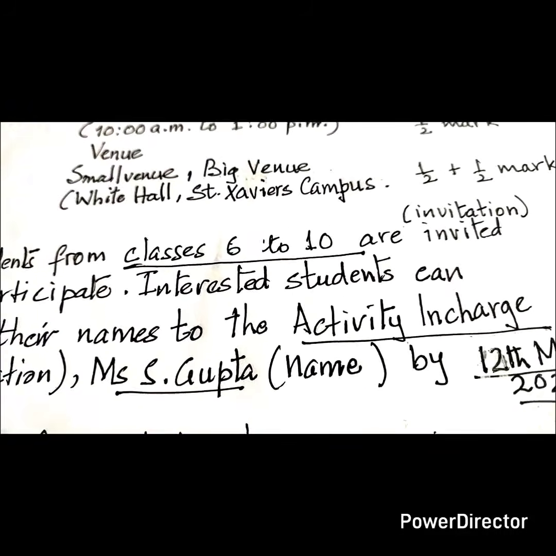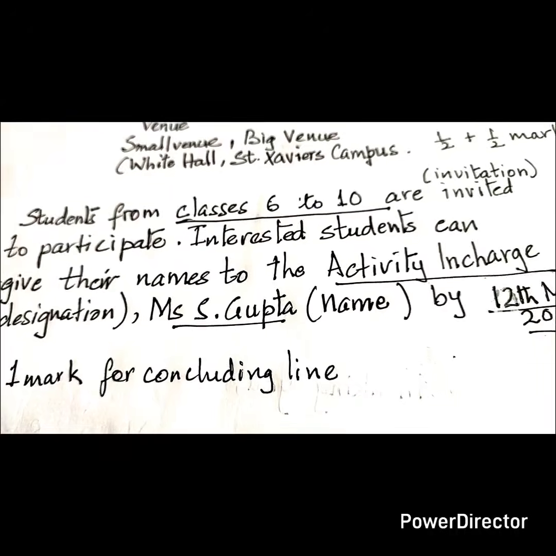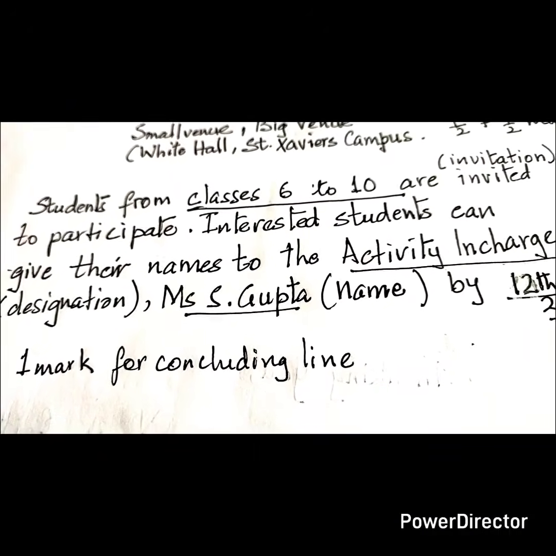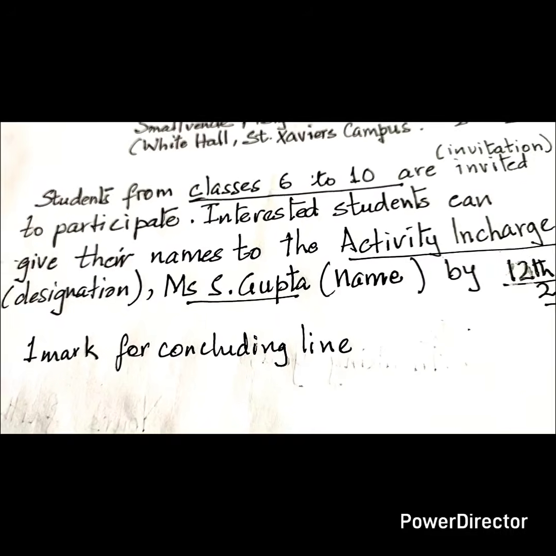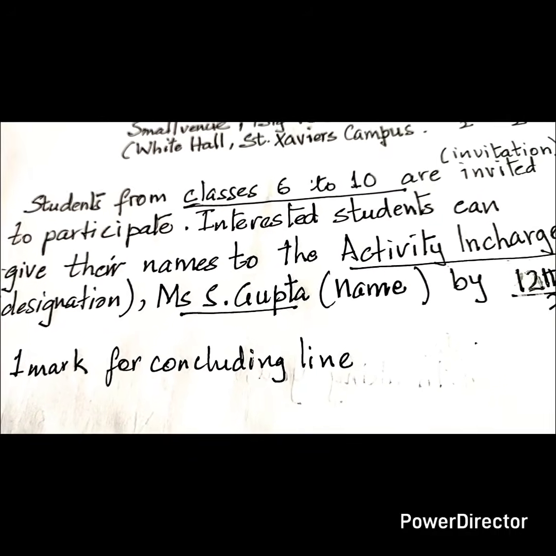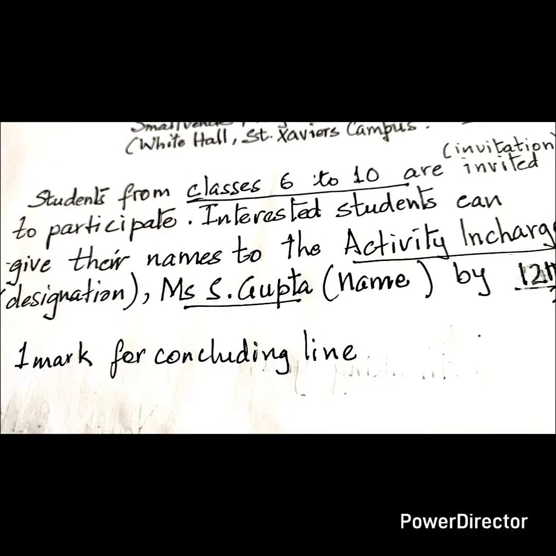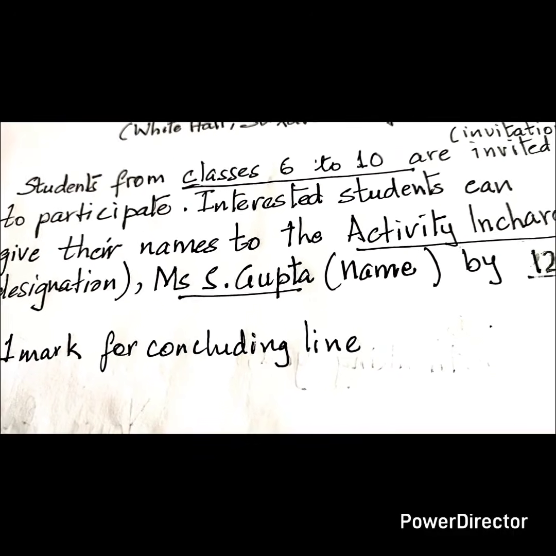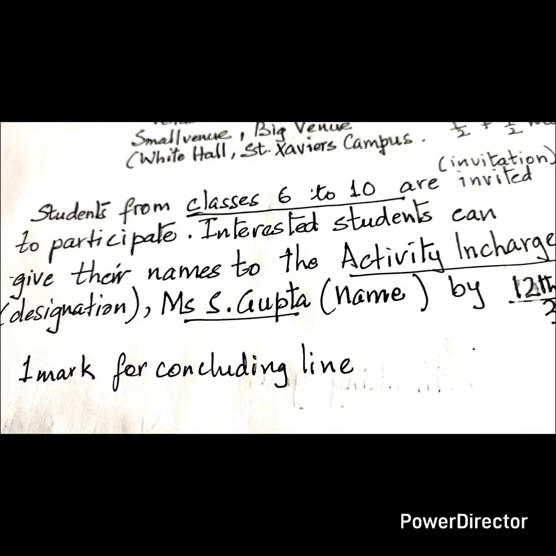Now comes the invitation to the students. So this whole concluding line carries 1 mark. So you're going to write students from classes 6 to 10 are invited to participate. This has to be there. This is all in the concluding line.